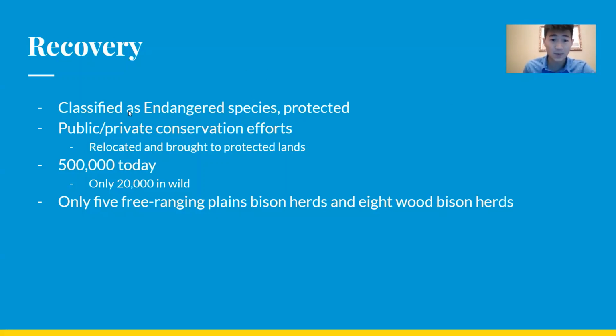So the first step is to classify buffalo and other species as endangered species, which means that they're in danger of becoming extinct and being wiped out completely, right? And when you classify something as an endangered species, it becomes a protected species. So you can't hunt it extensively, right? And there are certain regulations and laws. It's just like how bald eagles are a protected species, so you can't just kill a bunch of bald eagles, right?